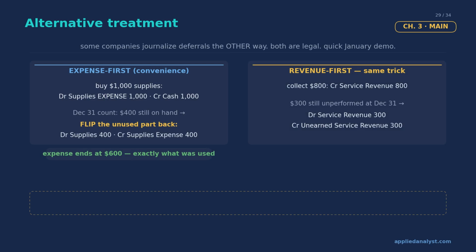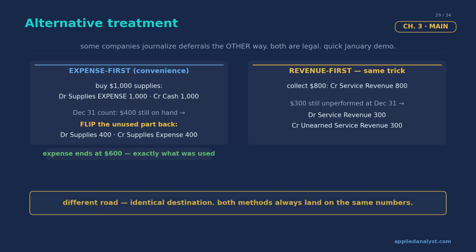Revenue side, same trick. Collect $800 and credit service revenue immediately. If $300 is still unperformed at the statement date, flip it. Debit service revenue, $300. Credit unearned service revenue, $300. Different road, identical destination. Both methods always land on the same numbers.